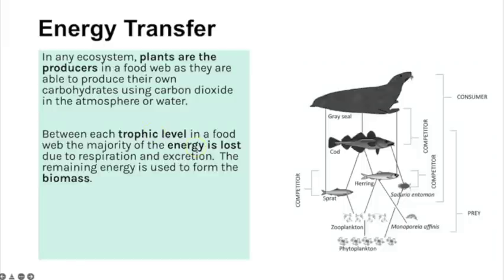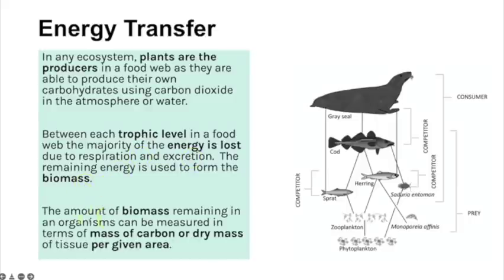Between each trophic level, which is the term for each stage in a food web, the majority of energy is lost, and that is due to respiration and excretion. The remaining energy is used to form the biomass. And the biomass is the mass of carbon within the organism, or you can describe that as the dry mass. Now that is a key term, so definitely learn that definition. And we give biomass per given area, so it can be a fair comparison between organisms.